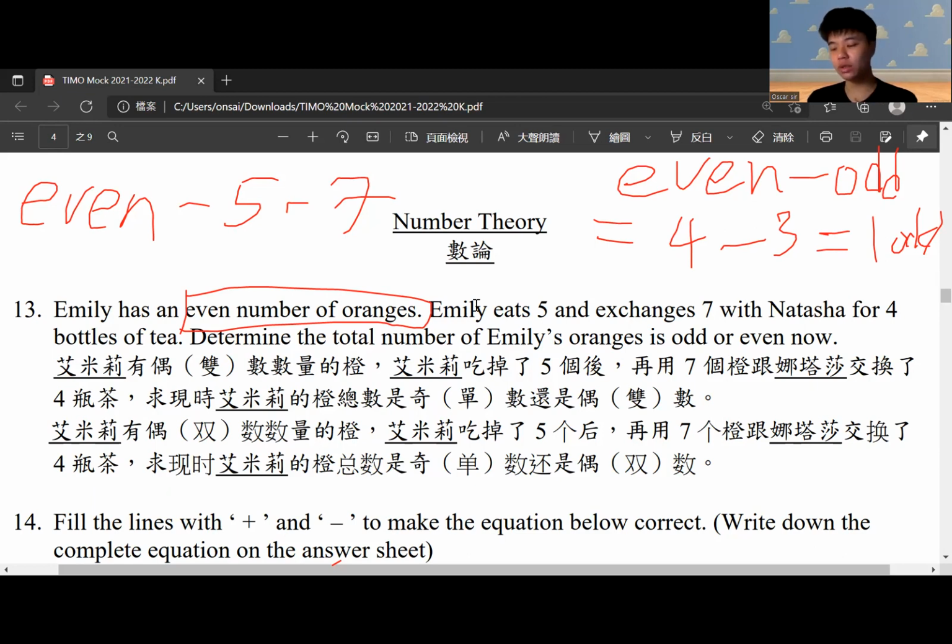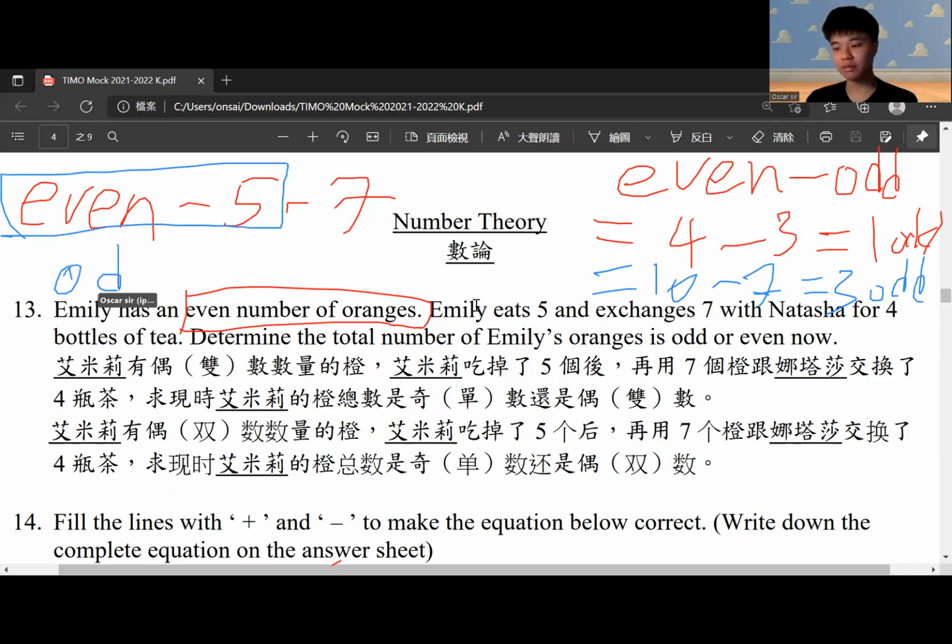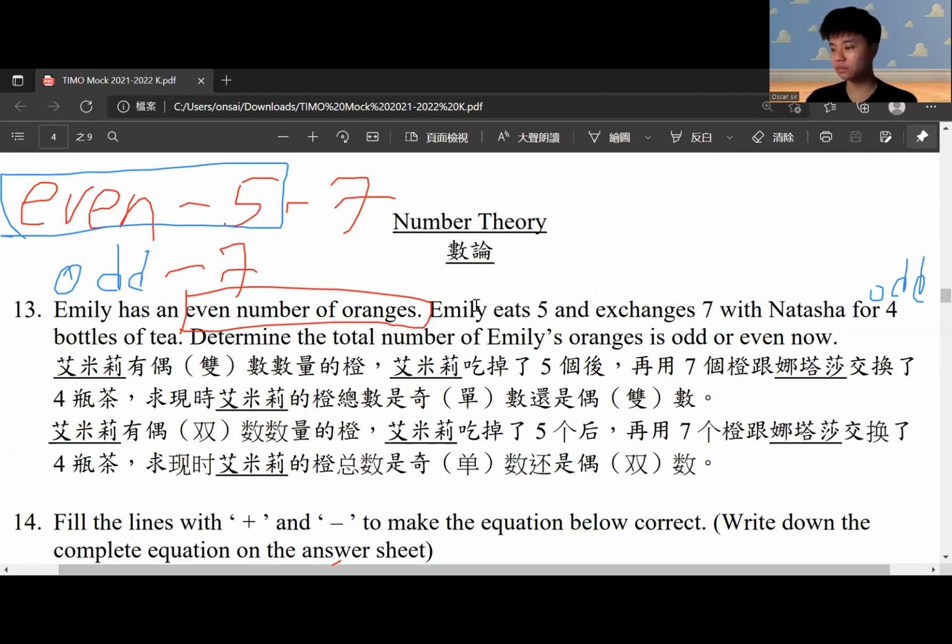Absolute rule. Okay? We can try another number. If we say even number is 10, odd number is 7, it is 3. 3 is also an odd number, right? So we can find that this part must be an odd number. But this is not the end because we also need to minus one more 7. So we need to find out this part too. This part is actually an odd number minus an odd number.